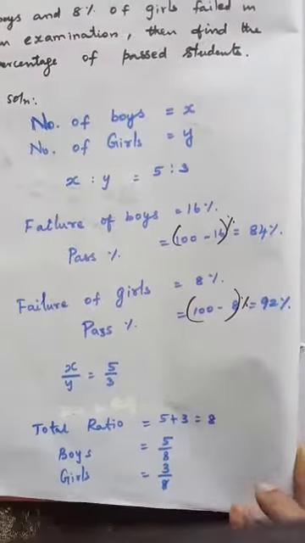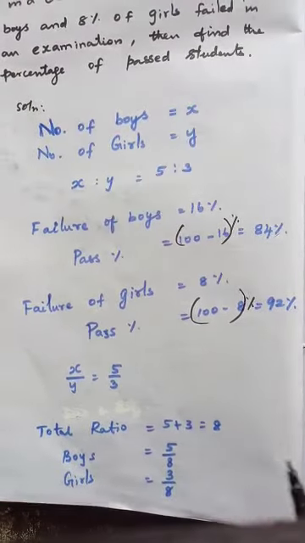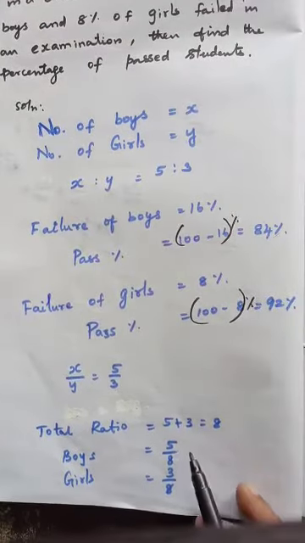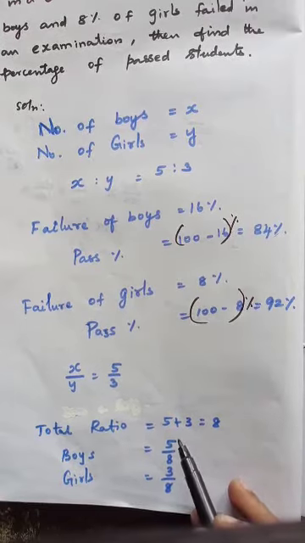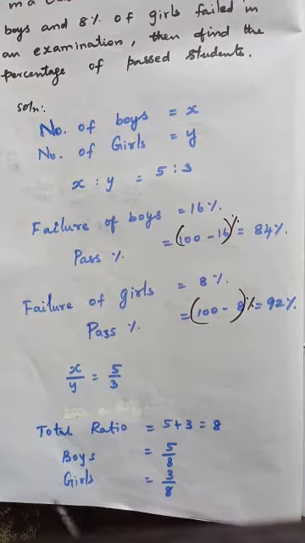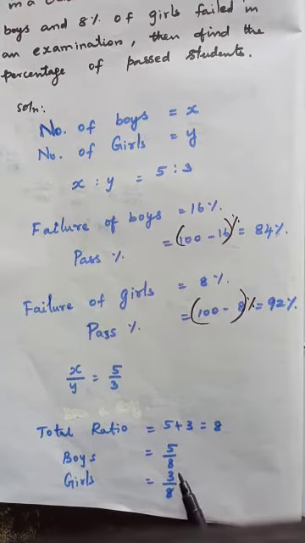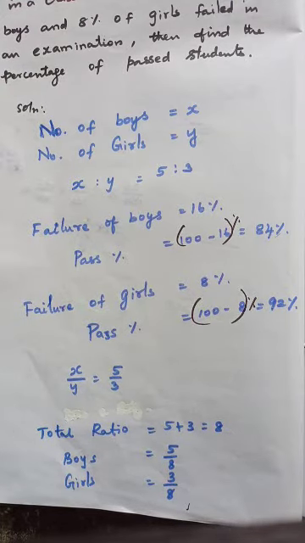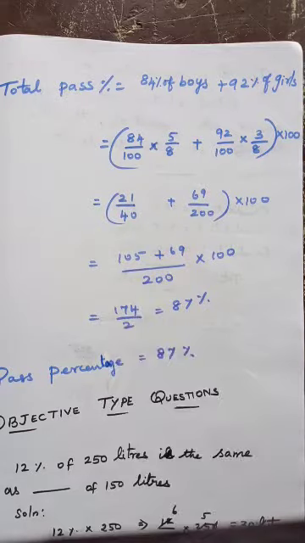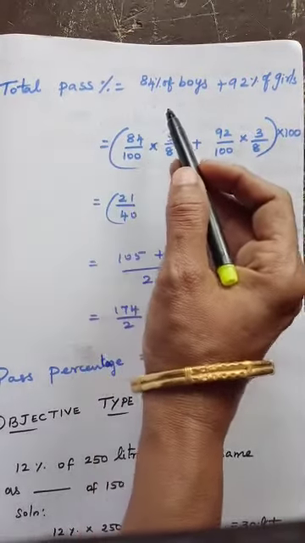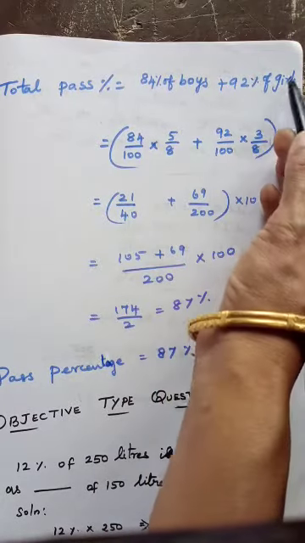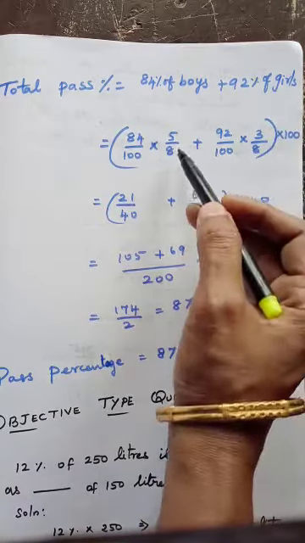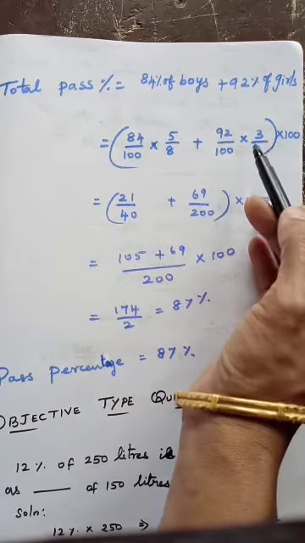That is, total ratio is 5 plus 3, 8. So boys is 5 by 8. Out of 8, 5 of them are boys. Then girls, out of 8, 3 of them are girls. So girls is 3 by 8 and boys is 5 by 8. Then total pass percent is equal to 84% of boys plus 92% of girls. Boys is 5 by 8, then girls is 3 by 8.